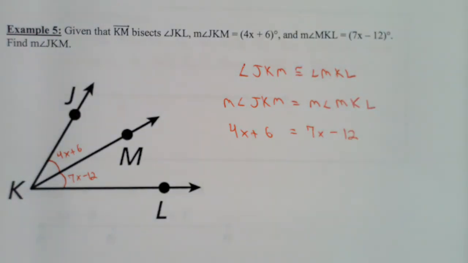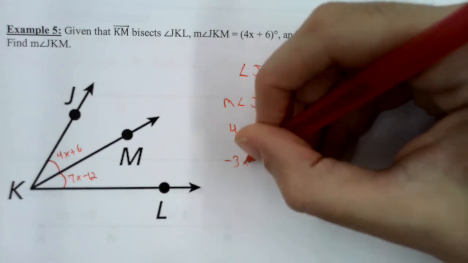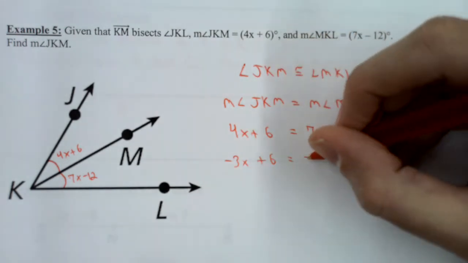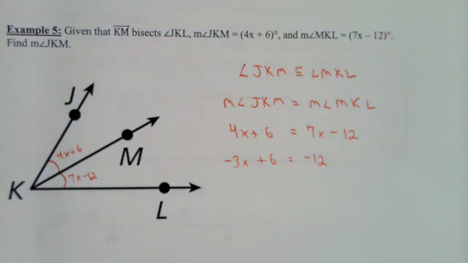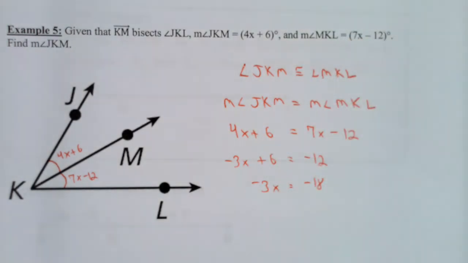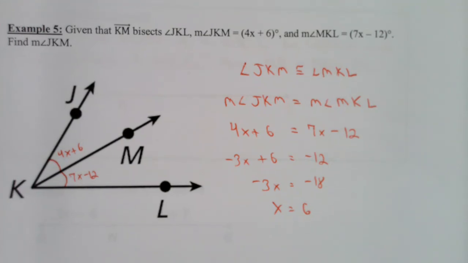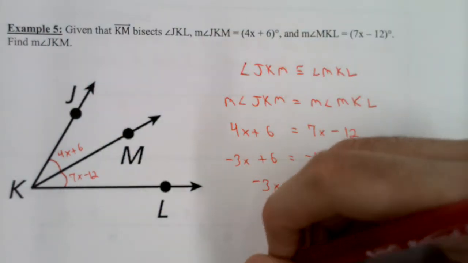Solve that for x. So maybe pause the video and try it on your own first. Subtract 7x on each side. Subtract 6 on each side. Divided by negative 3. x equals 6. Make sure you solve the problem. Find the measure of angle JKM, it says.